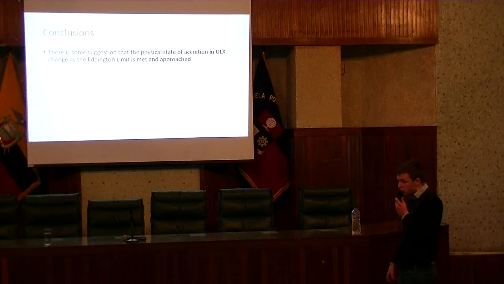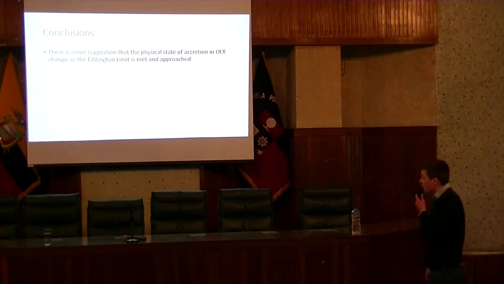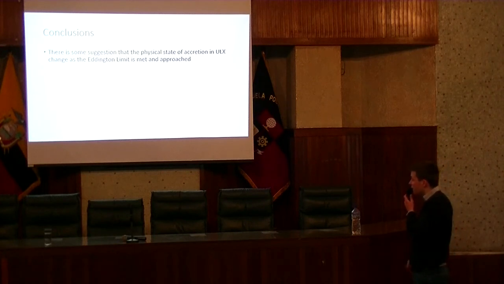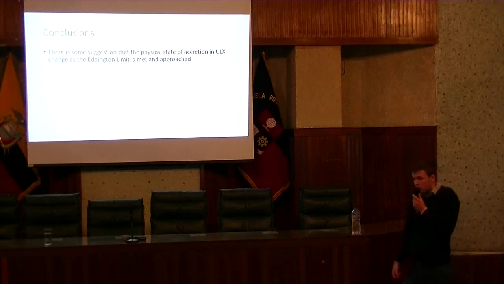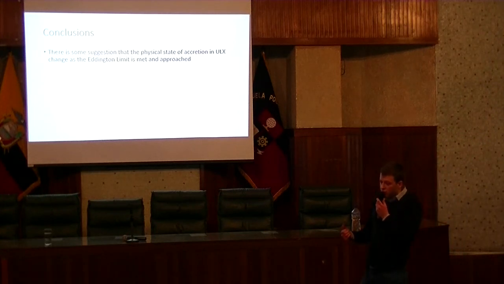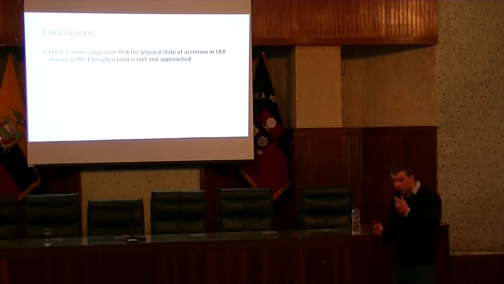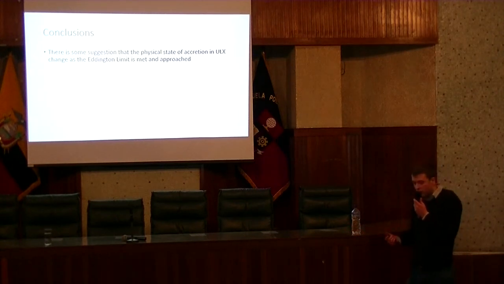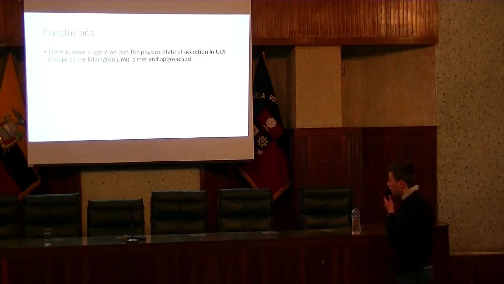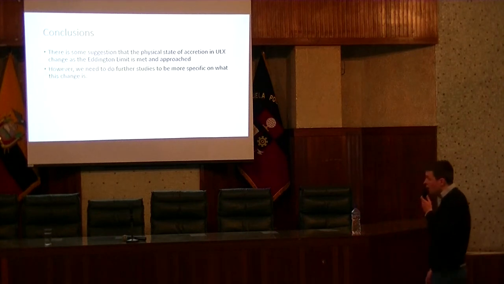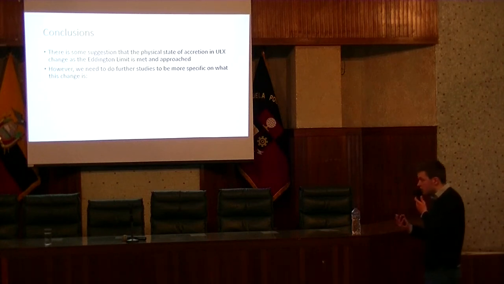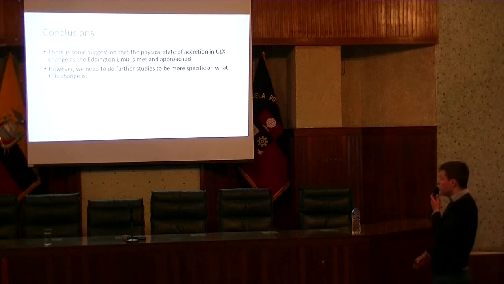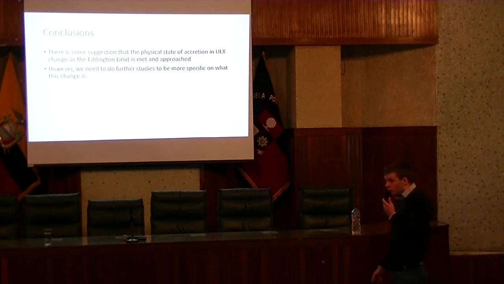What are the conclusions to this project? There is some suggestion that the physical state of accretion in ULX change as the Eddington limit is met and approached. This is due to the difference in various parameters for the recurrent sources and also the difference in distribution of the inner disk temperature values between the low and the high luminosity band. However, we have no definite conclusion. We just have a suggestion to a change. So we need to do further studies to be more specific on what the change is.